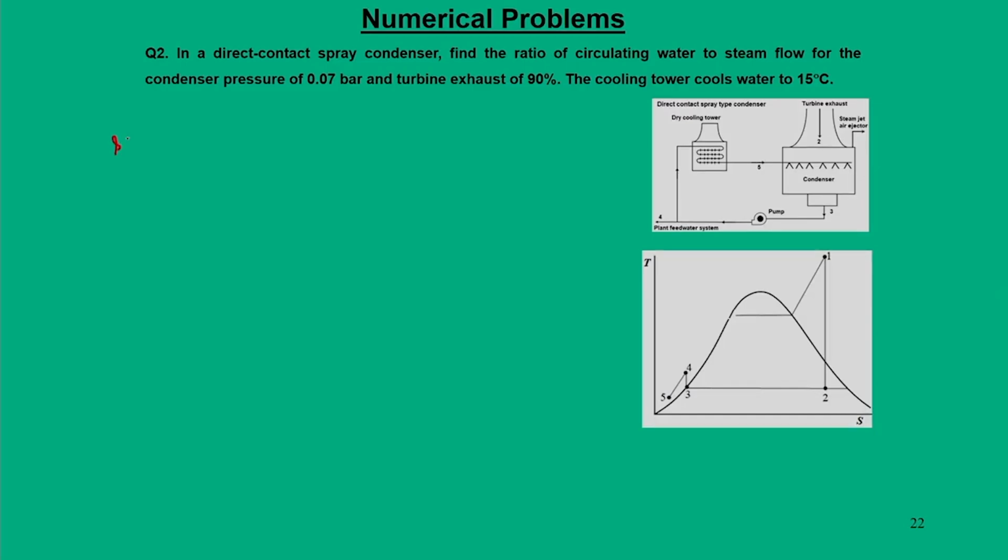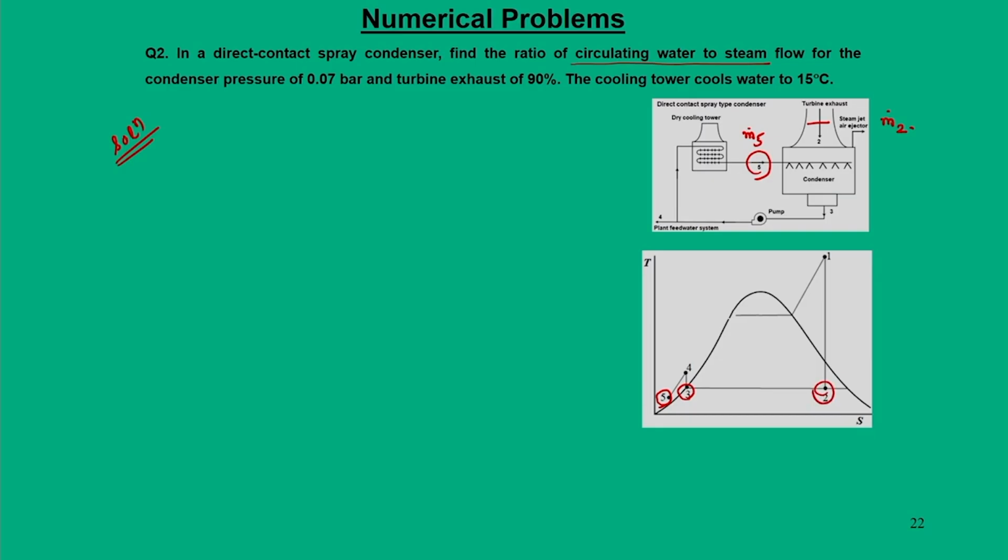The second problem is a very simple one. It emphasizes an important aspect, the ratio of circulating water to steam flow rate. The circulating water is m dot 5 in a direct contact type spray condenser, and the steam rate is m dot 2. Here in this diagram, we have one condition at state 5, a second condition at state 3, and a third condition at state 2.